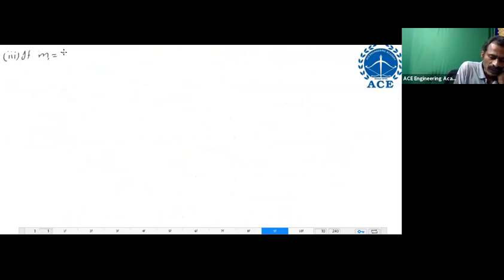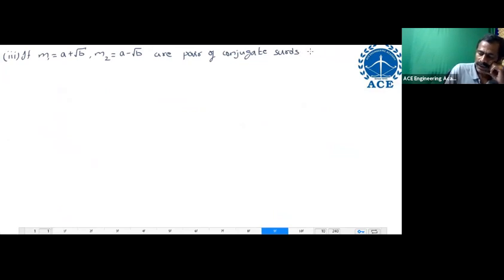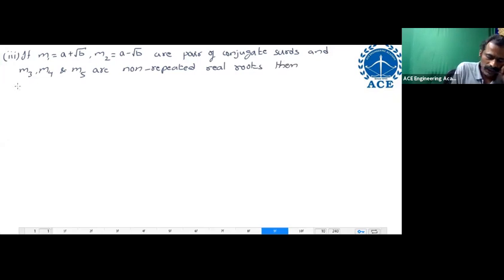If m1 equal to a plus root of b, m2 equal to a minus root of b, a pair of conjugate surds, and m3, m4, and m5 are non-repeated real roots, then yc equal to, with m3, m4, m5 non-repeated real roots.